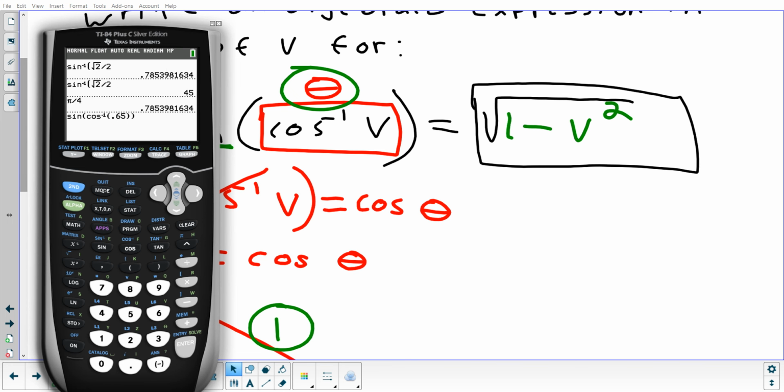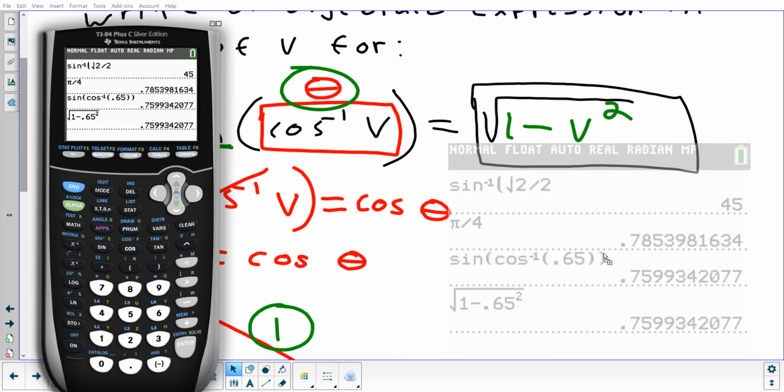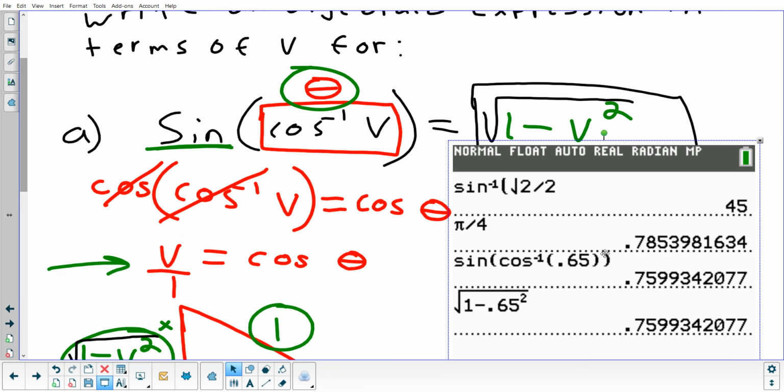All right, so let's check. When I plug in 0.65, I get 0.759934. Now let's try the formula on the right: square root of 1 minus 0.65 squared. When I hit enter, I hope I get 0.7599. And I did. So I plugged in the number on the left and on the right, and I got exactly the same answer, just to double check that I did it right. You could check any number you want. I just picked that.